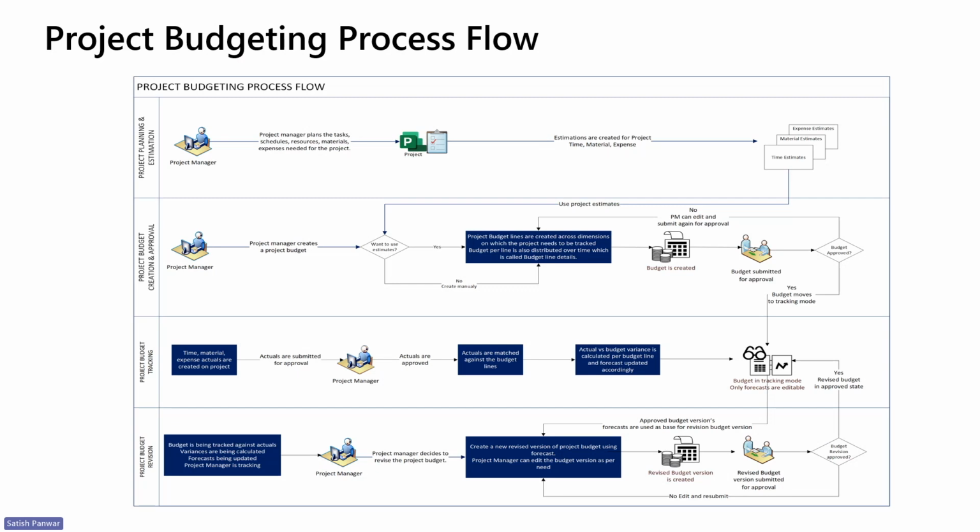And if there are any variances, then it can be reviewed, and the project manager can decide, do we want to create budget revisions? All the budget revisions can be tracked. Once the budget revision is approved, we can again start tracking our actuals against the budget. So that's a very high level overview of the project budgeting process flow.